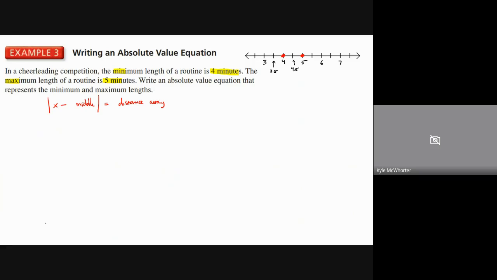So what's our middle number? Halfway between 4 and 5, our middle number is 4.5. And then how far away is each solution? 4.5 plus a half would give you 5. 4.5 minus a half would give you 4. So our distance away is 0.5, right? So our equation is just going to be absolute value of x minus the middle number, 4.5, equals the distance away from that middle number that our solutions are, and that distance is 0.5.